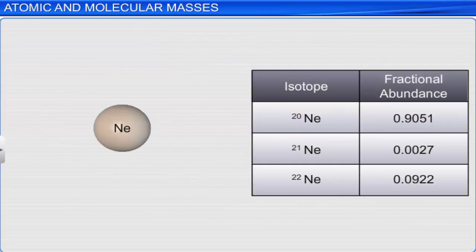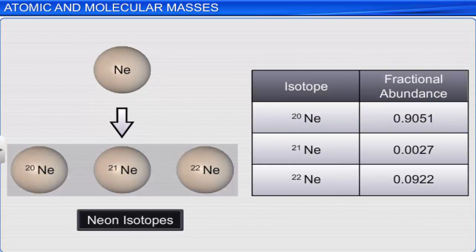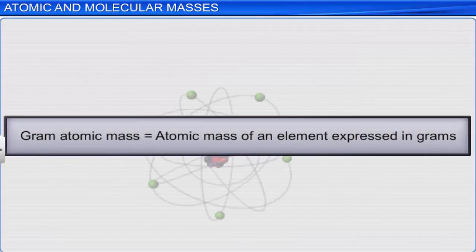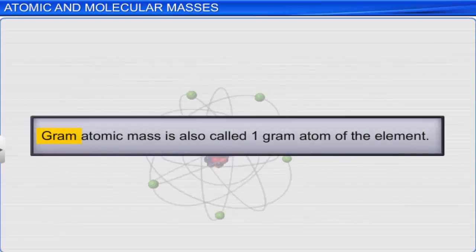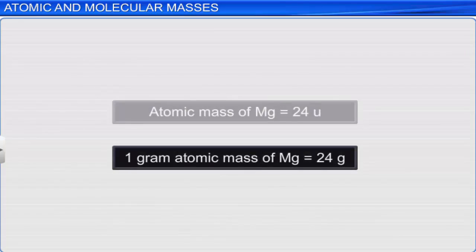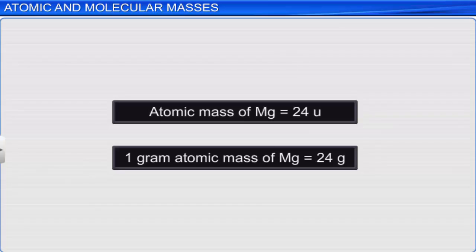For example, neon consists of three isotopes: neon 20, neon 21 and neon 22, which have mass numbers and fractional abundances as shown in the table. The average atomic mass of neon will be calculated as 20.179 U. When the atomic mass of an element is expressed in grams, it is called gram atomic mass. Gram atomic mass is also called 1 gram atom of the element. For example, 1 gram atom of magnesium is equal to its atomic mass expressed in gram, which is 24 gram.